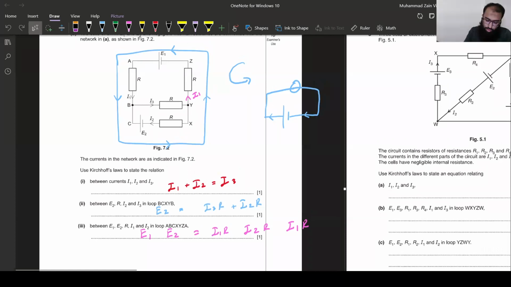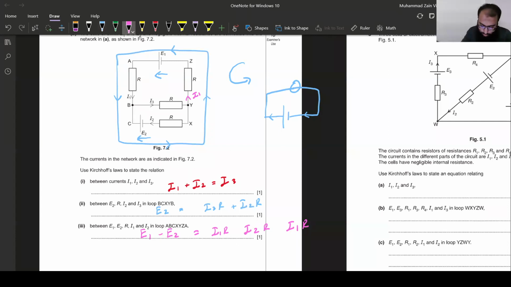If I first look at the EMF E1, it naturally tends to flow current from Z to A, and that is my sign convention. So obviously E1 is positive. And if I talk about E2, it tends to flow current in this direction, from X to C, and my sign convention is towards the right. So it's opposite to my sign convention, so I write a negative here.